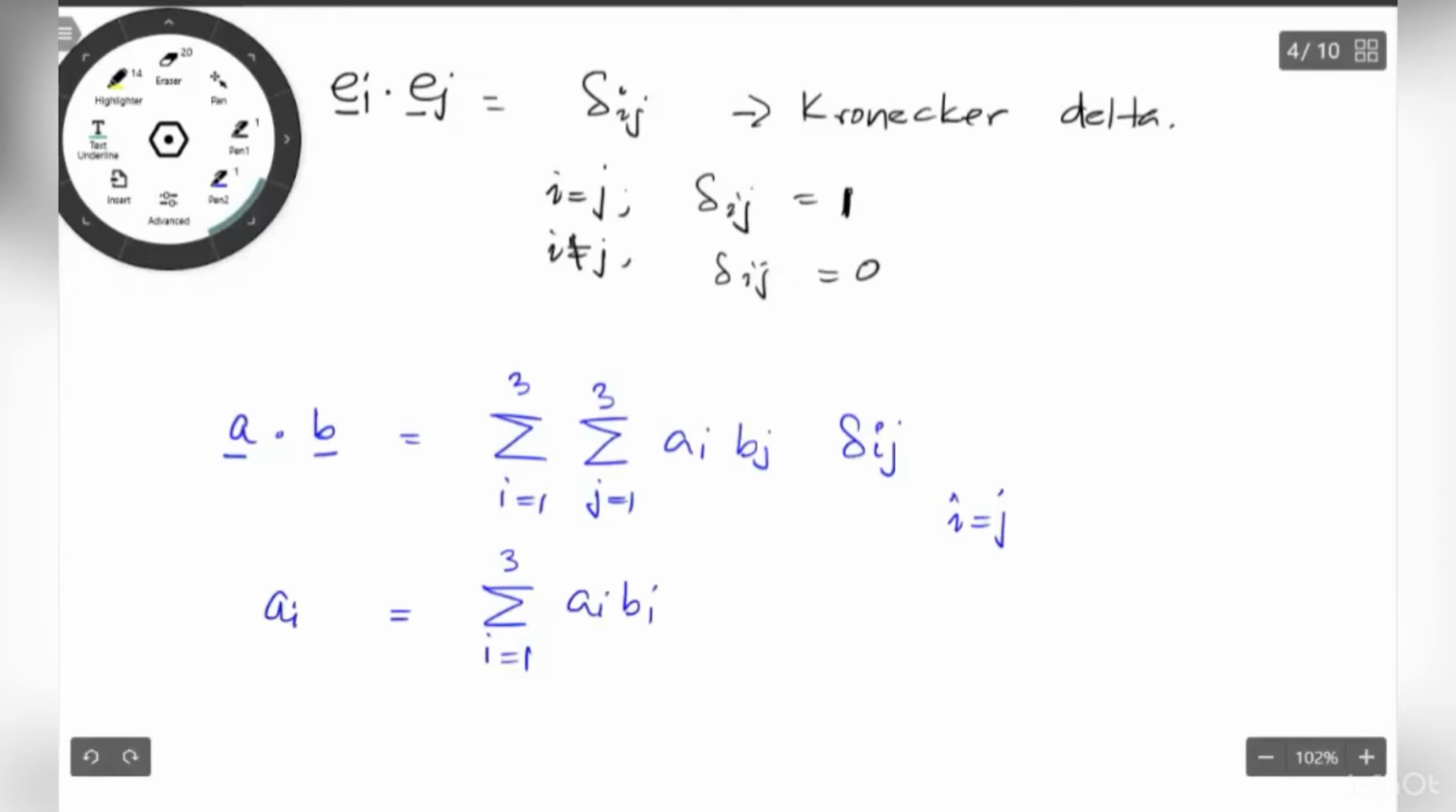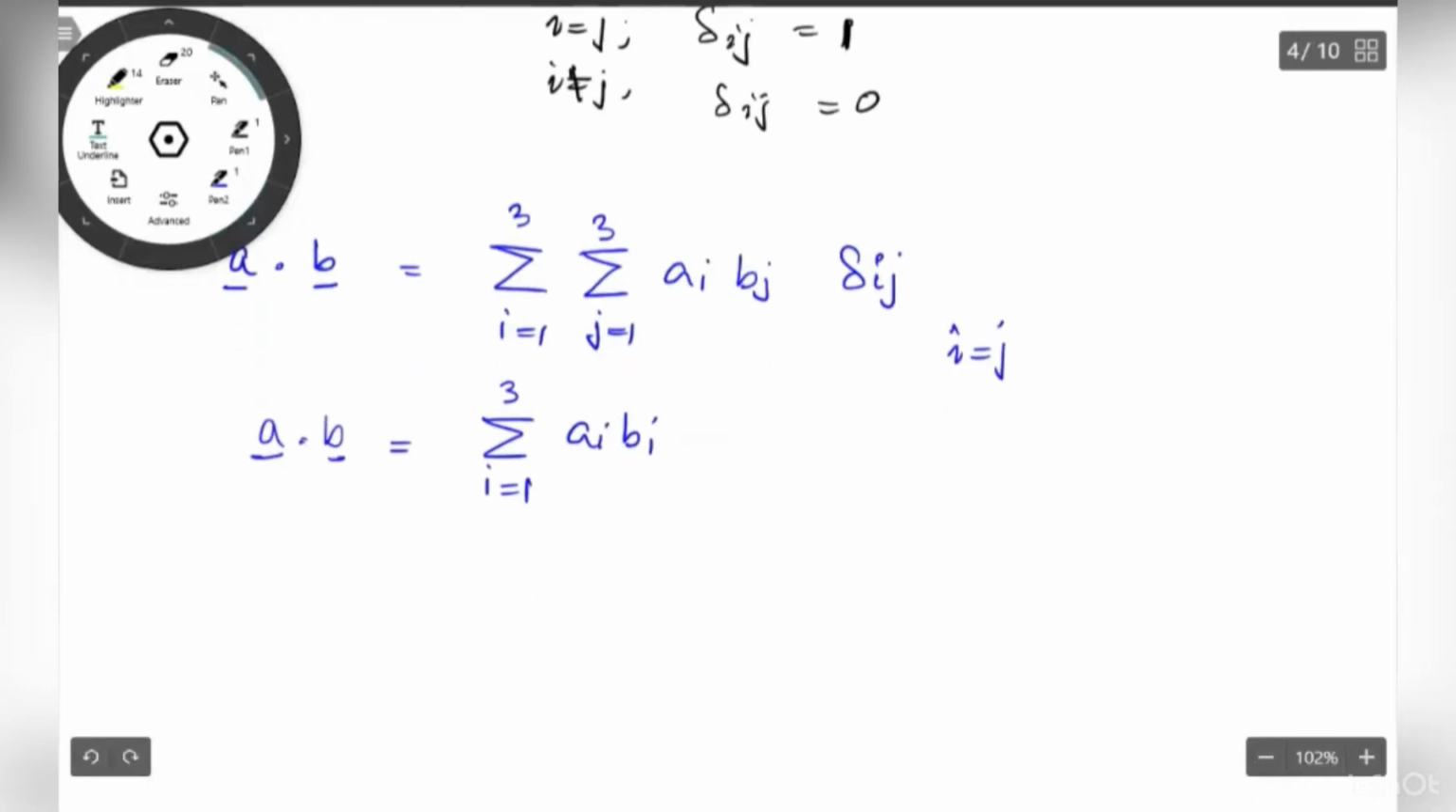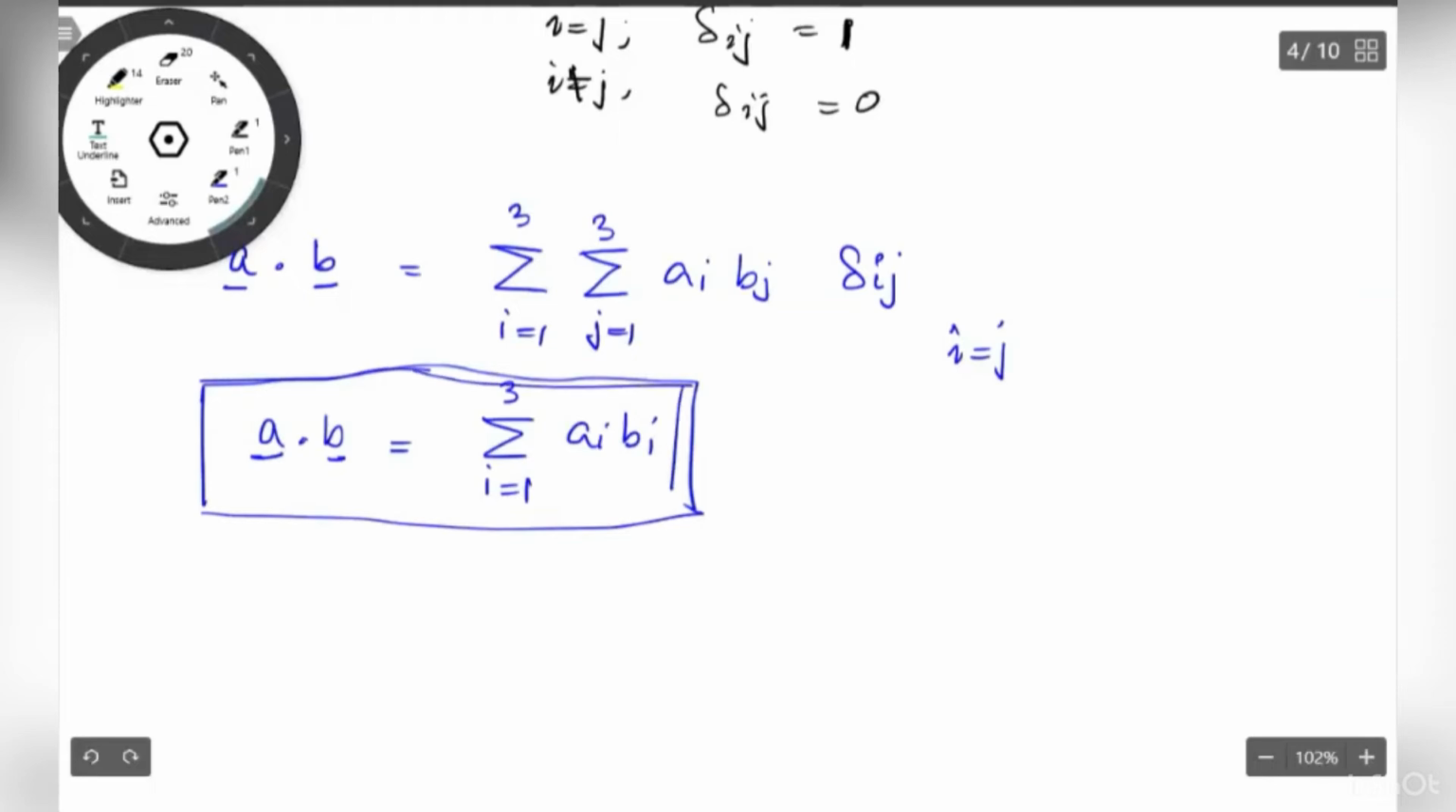This is nothing but a dot b. If you know all the components of two vectors, and someone asks you to find the dot product between them, you can happily multiply the corresponding components and add. That will give you the dot product. This is a different way of representing the dot product you have learned before.